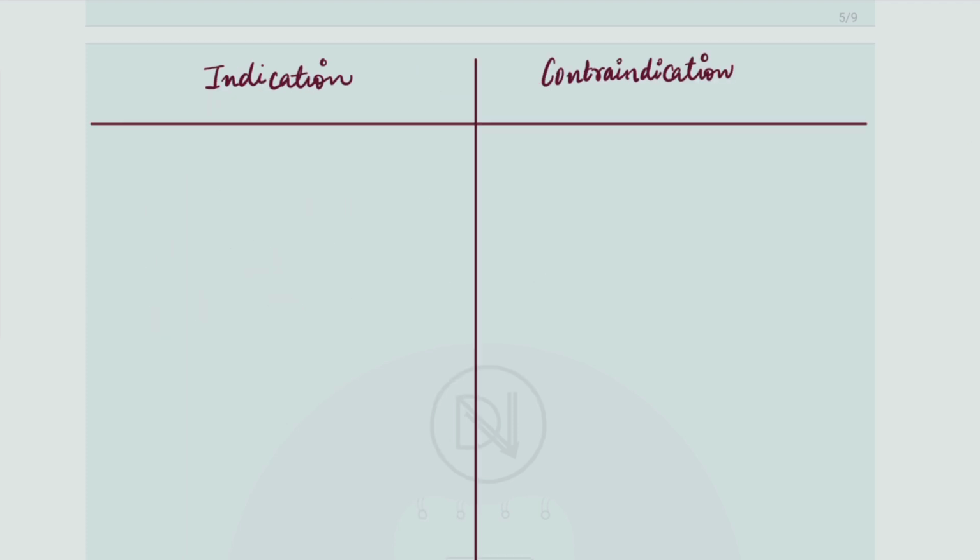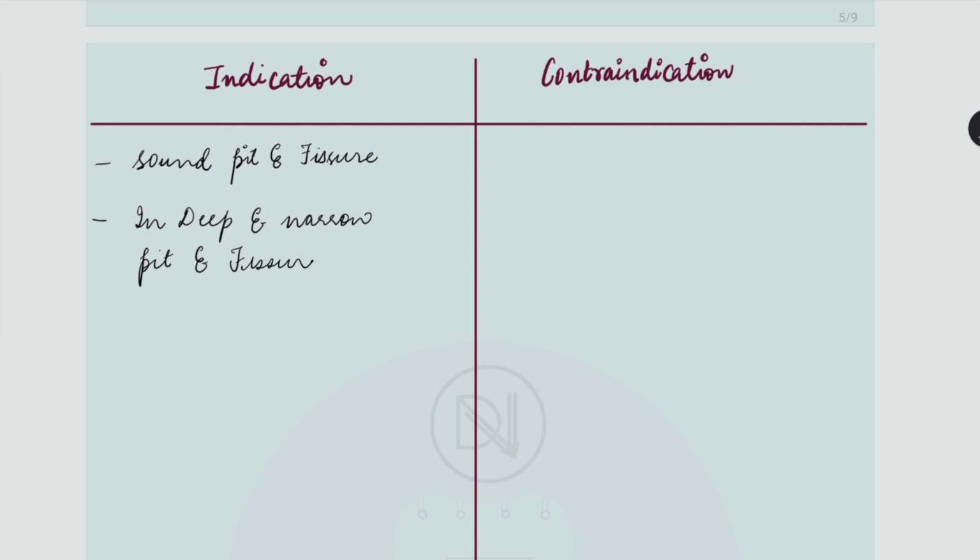Now coming to the indications and contraindications. Pit and fissure sealants are generally advised in a sound pit and fissure. If a sound pit and fissure is present, then only sealant should be applied. Also in deep and narrow pit and fissure, and in recently erupted teeth. Deep and narrow is for your I type, then IK type, and inverted Y type.